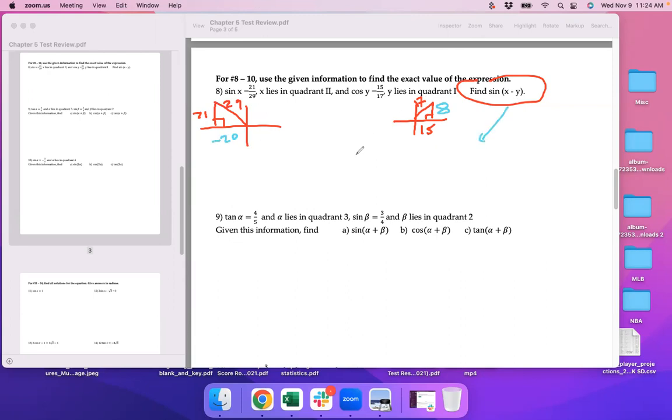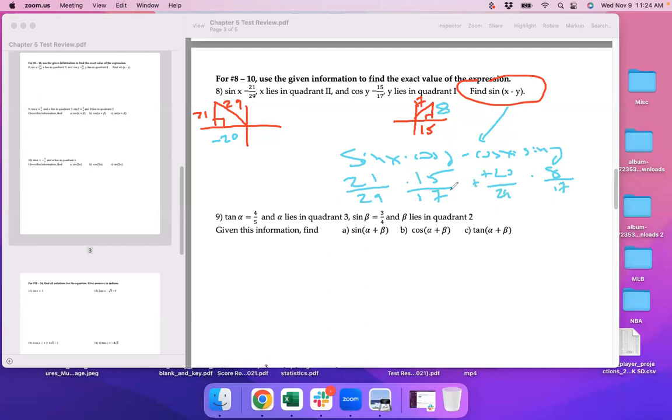So when you want sine x minus y, you're going to do sine x times cosine y minus cosine x times sine y. Well, sine x we know is 21 over 29. Cosine y we know is 15 over 17. Now cosine x is negative 20 over 29, and sine y is going to be 8 over 17. And you have a minus negative, so it becomes a positive.